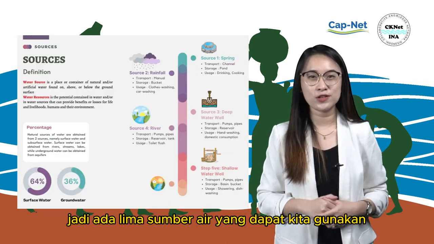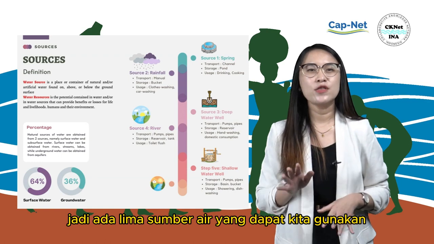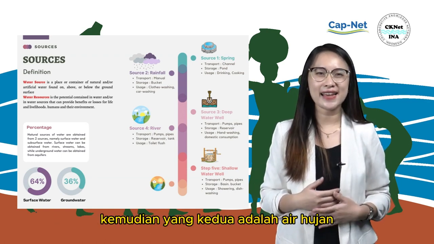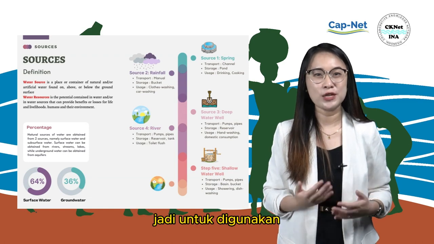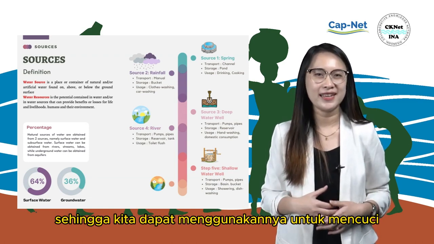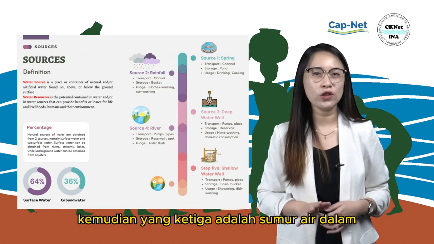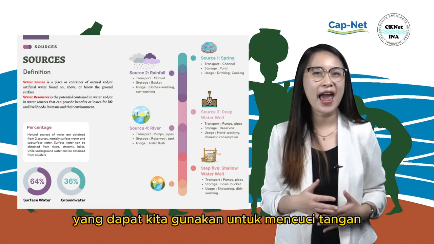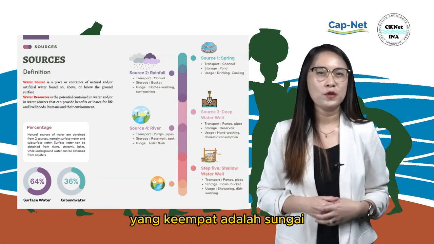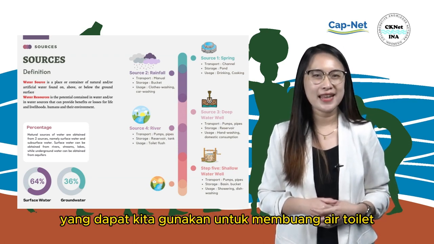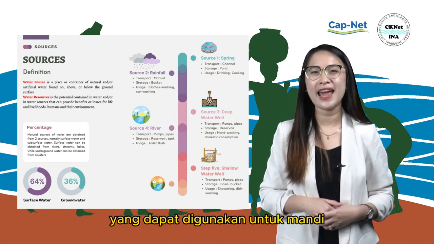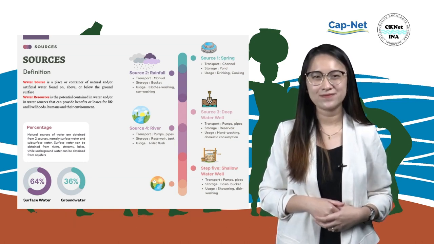So there are 5 sources of water that we can use. The first is spring, which we can use for drinking and cooking. Then the second is rainwater. So to be used, rainwater must be conserved first so that we can use it for washing. Then the third is the deep water well that we can use for washing hands, domestic consumption. The fourth is a river, which we can use for flushing toilets. Then the last one is shallow water well, which can be used for showering and dishwashing.